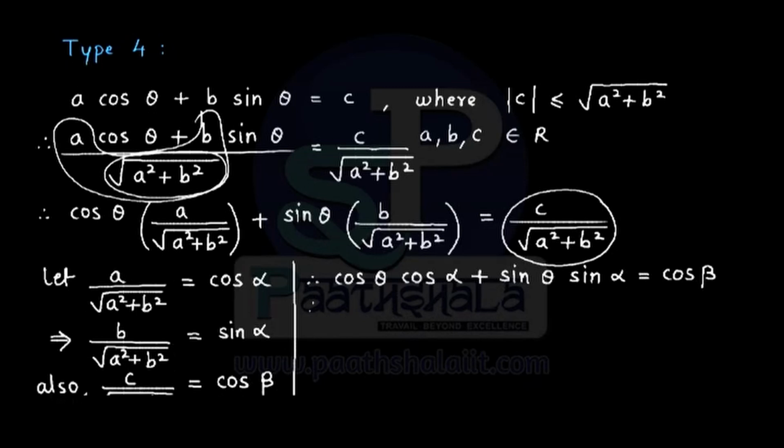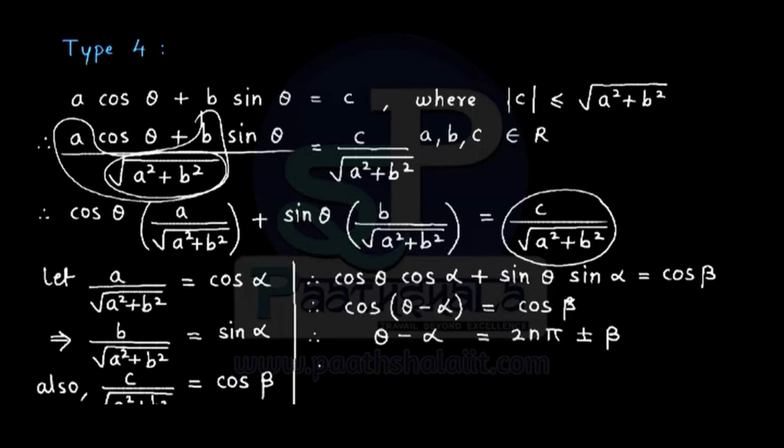So now we can see that left hand side is the expansion of cos of theta minus alpha is equal to cos beta. Now if we recollect, here we are getting the equation of type 2, isn't it? Cos of theta minus alpha, that is some angle, is equal to cos of beta, which may be some known angle or whose cos we know. So therefore the general solution is theta minus alpha is equal to 2n pi plus or minus beta, correct?